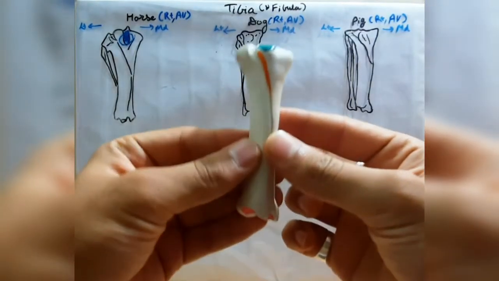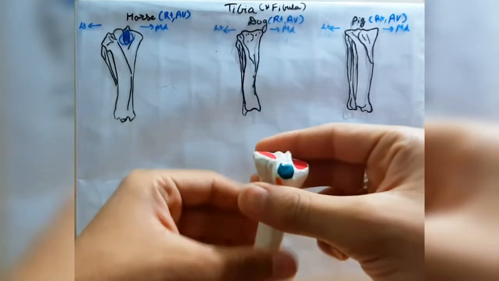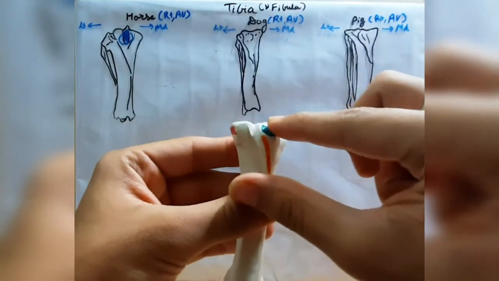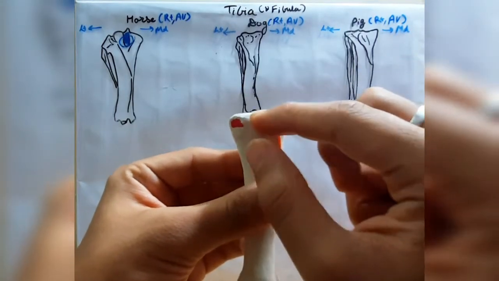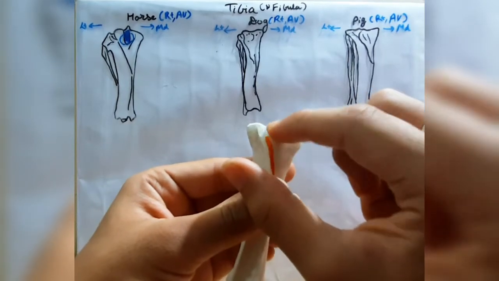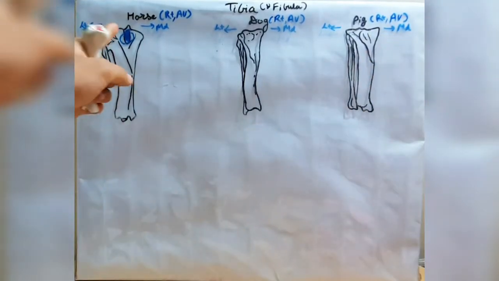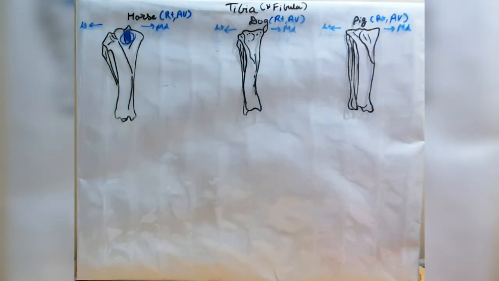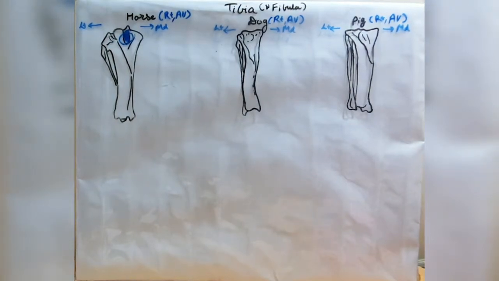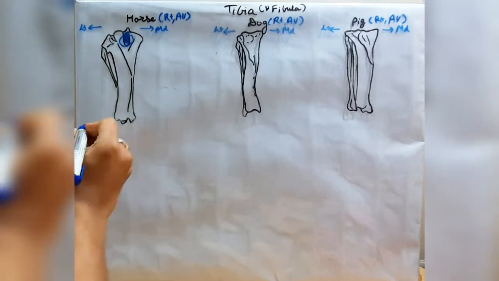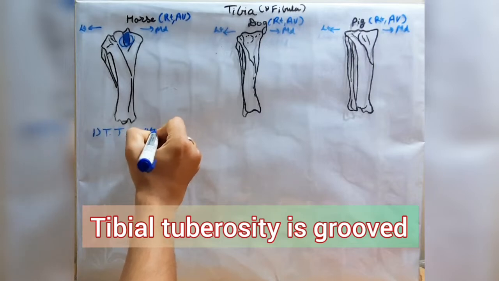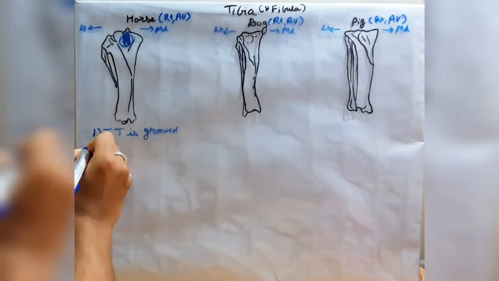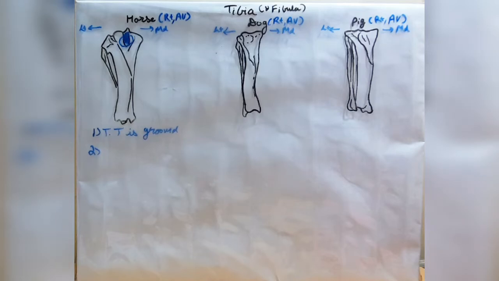So here I have a model of tibia of ox, and you can see that the anterior tuberosity or the tibial tuberosity is a raised structure here, and it is not grooved. But in case of horse, the tibial tuberosity is grooved anteriorly. Okay, this is the first feature. So tibial tuberosity is grooved. It is a very important point which is often asked in the examinations.